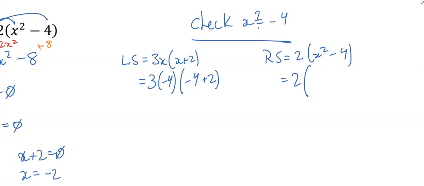Then it's a BEDMAS question. Not too hard, but there's a little bit of work here. 3 times negative 4 is negative 12. Negative 4 times positive 2 is negative 2. Negative 12 times negative 2 is positive 24. And over here, I've got 2. Negative 4 all squared is 16. 16 minus 4 is 12. 2 times 12 is 24.